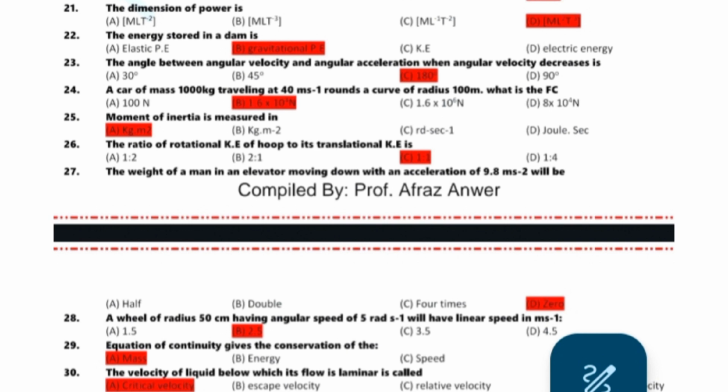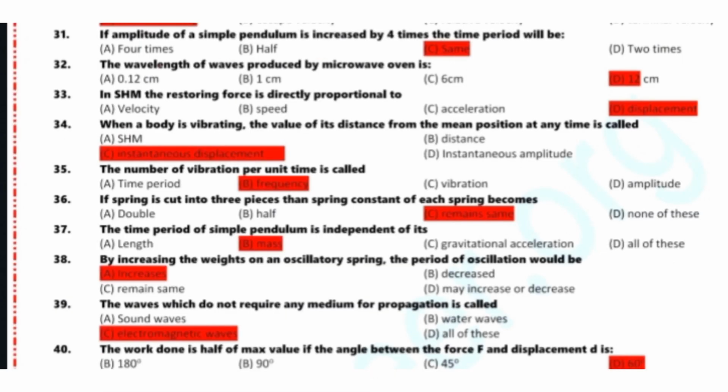Equation of continuity gives the conservation of the mass. The velocity of a liquid below which its flow is linear is called critical velocity. If amplitude of a simple pendulum is increased by 4 times, the time period will be same. The wavelength of waves produced by microwave oven is 12 centimeter.